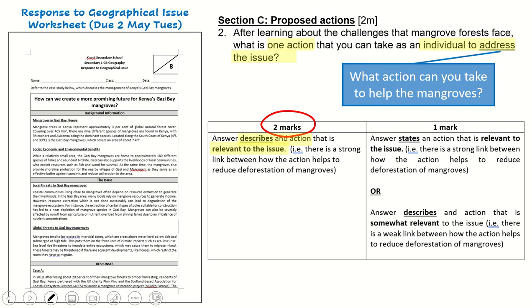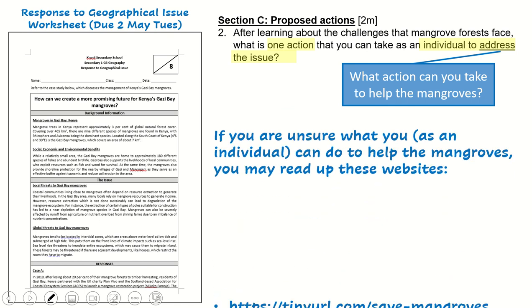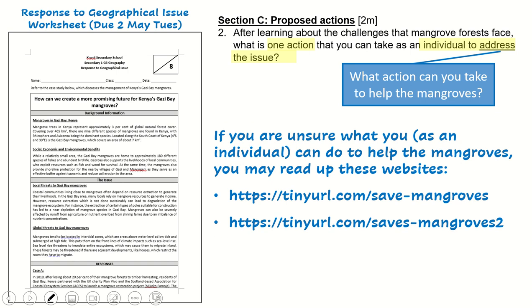I must be able to see something. Your hands must do something. Your mouth must say something. That kind of action, okay? So what kind of action can you take to help the mangroves? Now, you can think about it, but if you are really clueless and you really don't know what to do, you can go and look at these websites. You can read up on these two websites. I have saved it in a tiny URL, so it's easier for you to type. There are some examples which you can take.